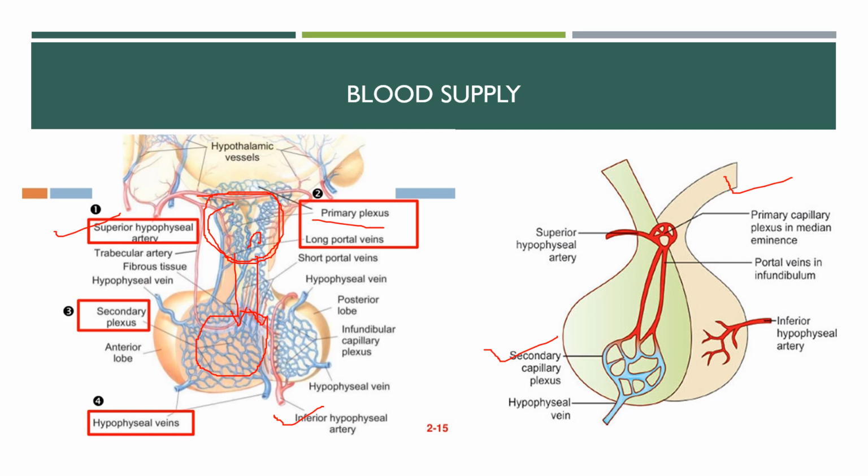The inferior hypophyseal artery supplies blood to the posterior lobe, from where short hypophyseal portal vessels arise and terminate locally.